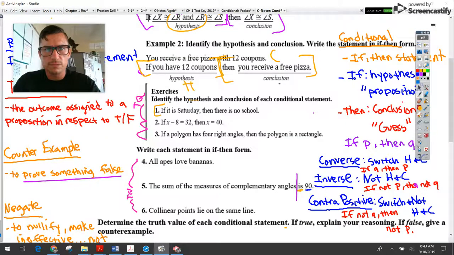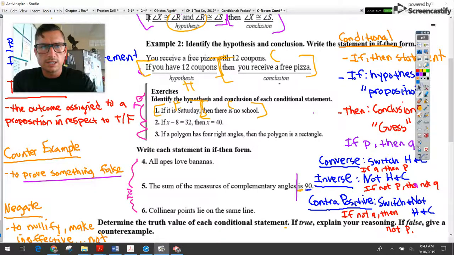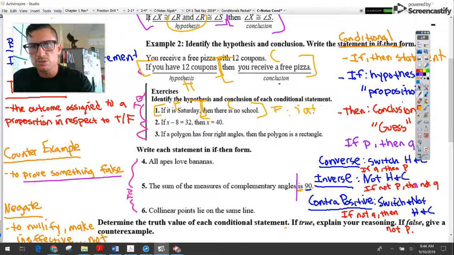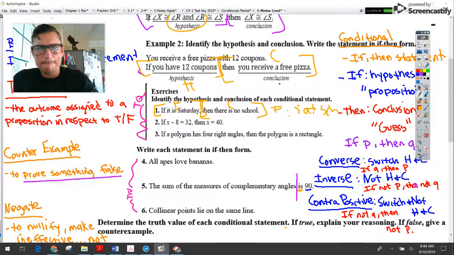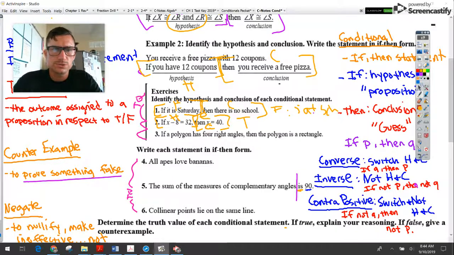As you can see, here is if it's Saturday is the H, then there's no school. That's the conclusion, and that's false. We talk about really the truth value, and the statement is true or false. And if it's false, you give a counterexample, and that would be Saturday school. The next one, if X minus 8 equals 32, hypothesis, then X is 40 would be our conclusion. And that is true because 40 minus 8 equals 32.